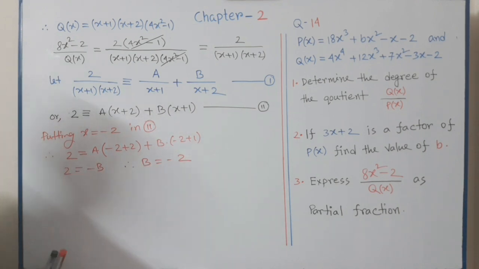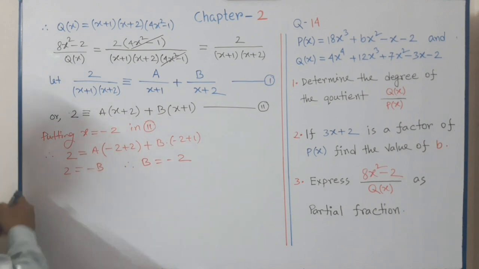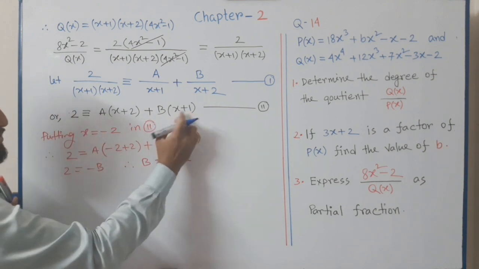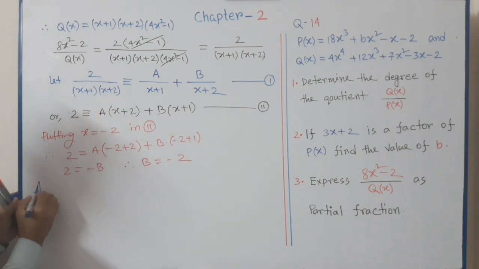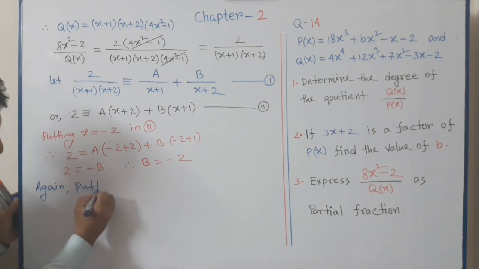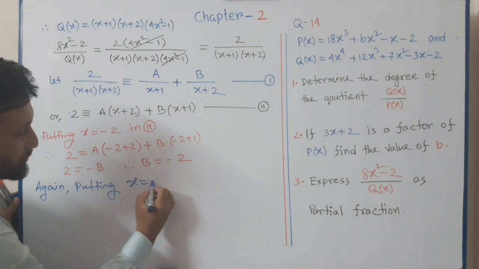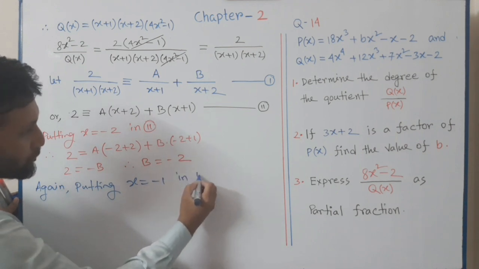Now again, we put the value of x equal to minus 1 for this factor. Imagine x plus 1 equal to 0, so x equals minus 1. So again, putting the value x equal to minus 1 in identity 2.